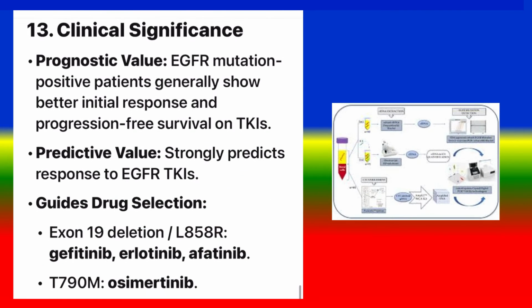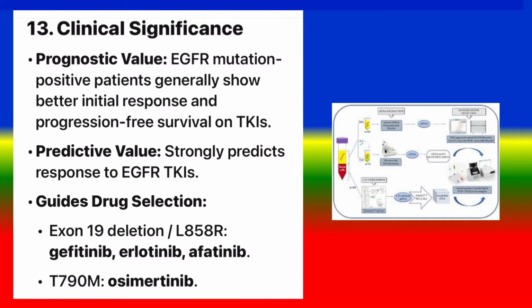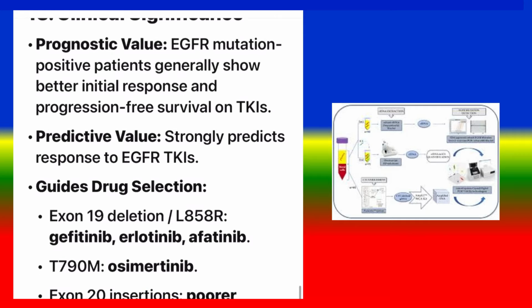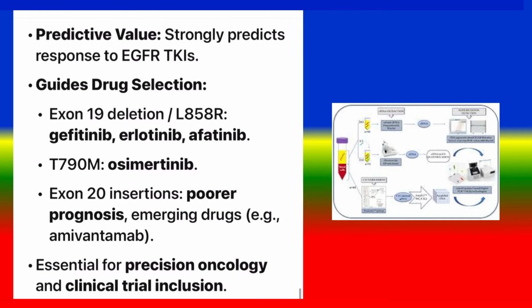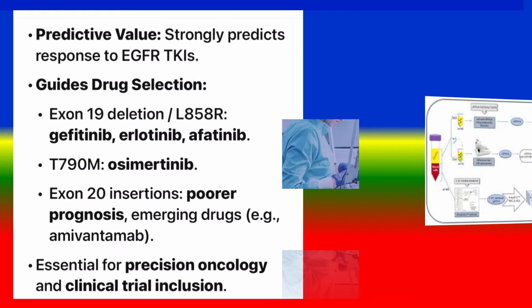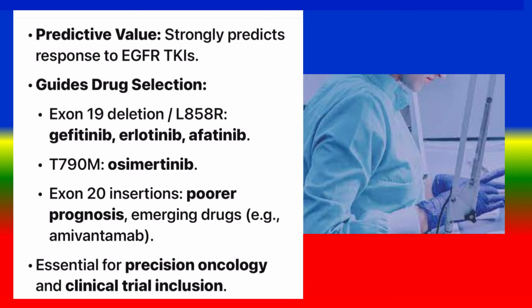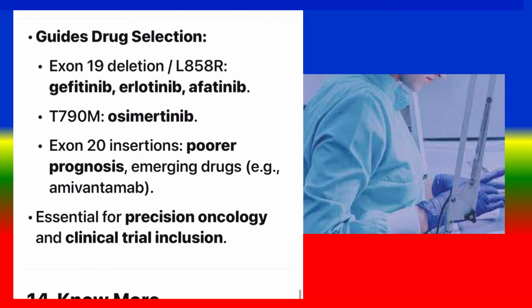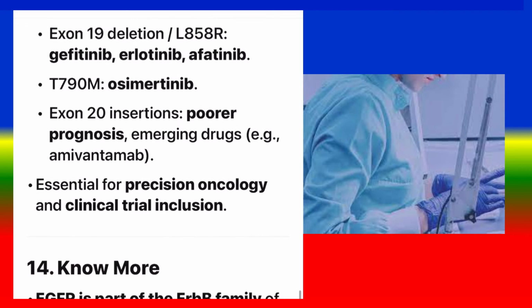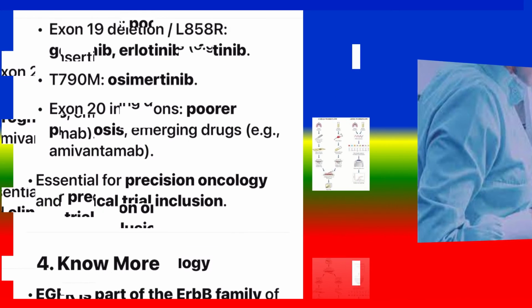13. Clinical significance. Prognostic value. EGFR mutation positive patients generally show better initial response and progression-free survival on TKIs. Predictive value, strongly predicts response to EGFR TKIs. Guides drug selection. Exon 19 deletion, L858R, gefitinib, erlotinib, afatinib. T790M, osimertinib. Exon 20 insertions, poor prognosis, emerging drugs, e.g. amivantamab. Essential for precision oncology and clinical trial inclusion.